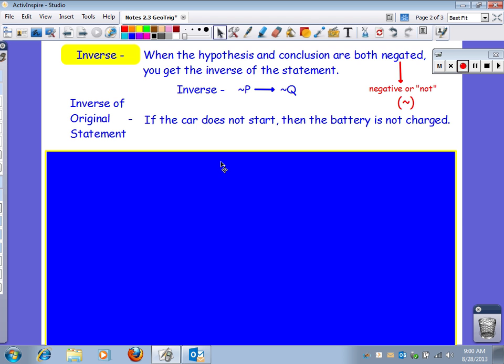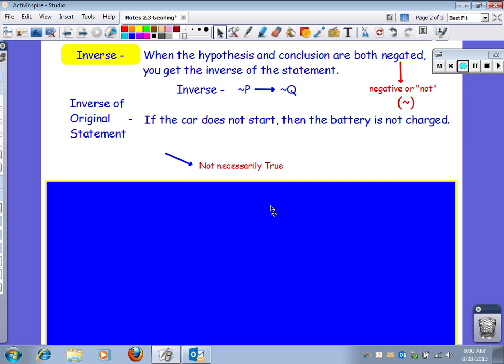If the car does not start, the battery is not charged. Is that true? If the car doesn't start, is it only because of the battery? Oh, there's lots of reasons the car might not start. So again, not necessarily true. This statement is not necessarily true.